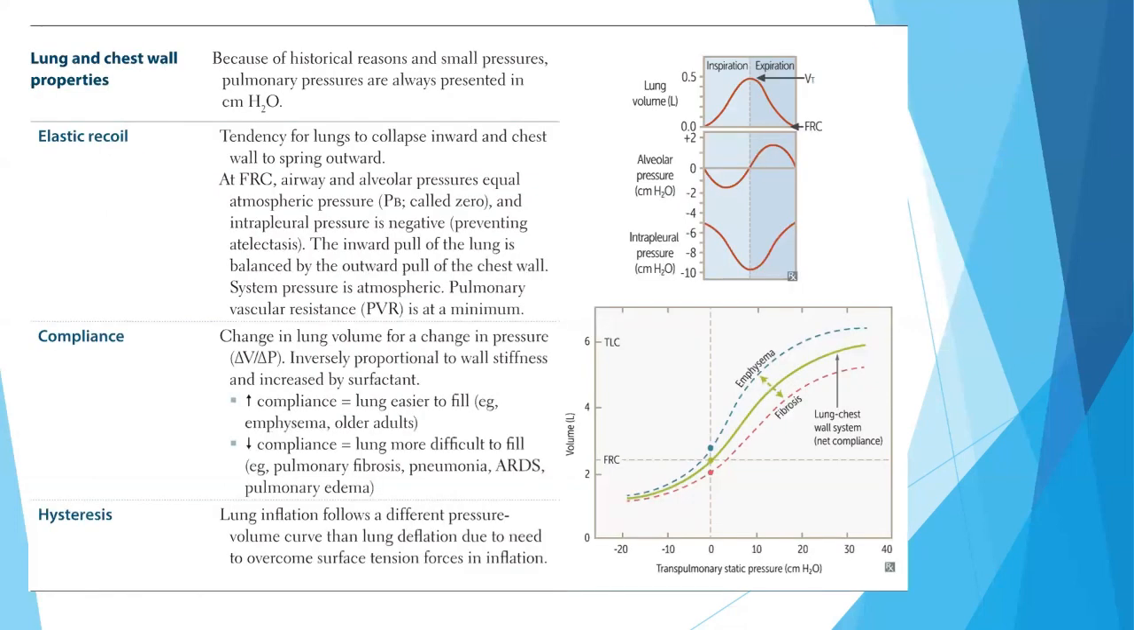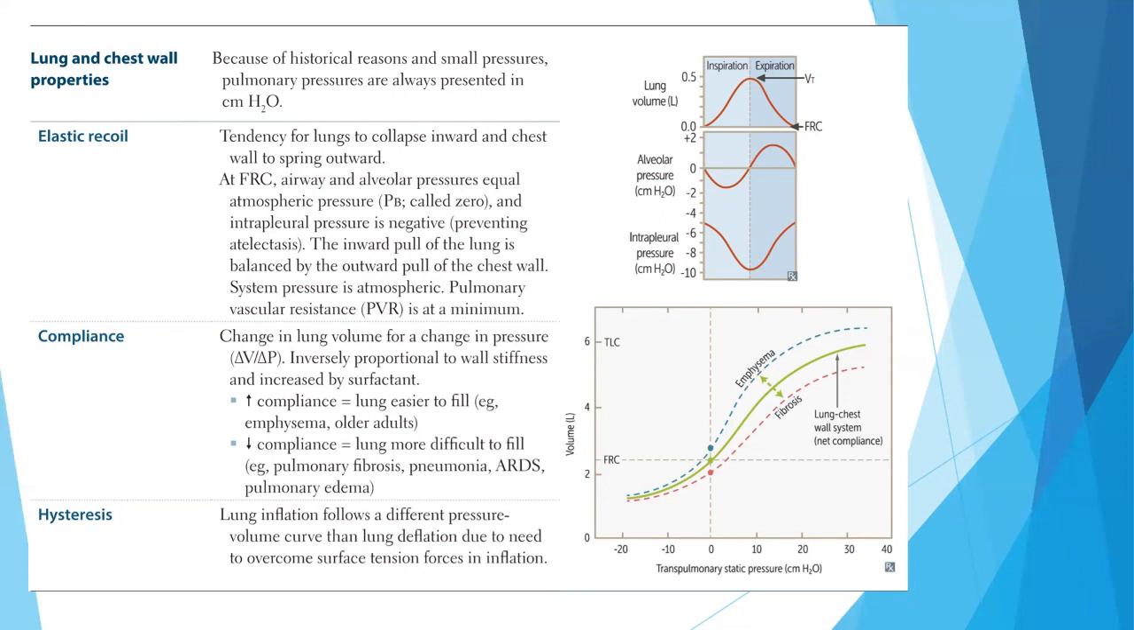Now there are some other lung and chest wall properties. Because of historical reasons and small pressures, the pulmonary pressures are always presented in centimeters of water. Now, talking about the elastic recoil. What is the lung elastic recoil? It is a tendency for lungs to collapse inward and the chest wall to spring outward. At functional residual capacity, the airway and alveolar pressures equal the atmospheric pressure, and intrapleural pressure is negative, which prevents atelectasis.